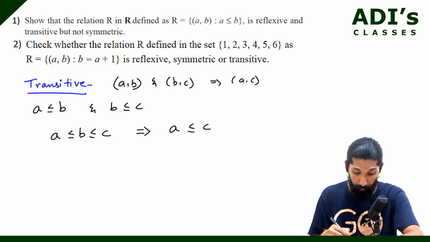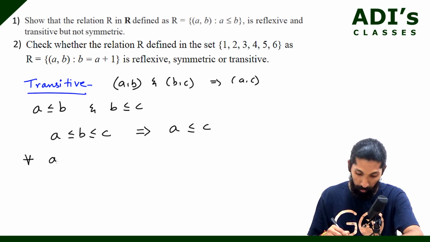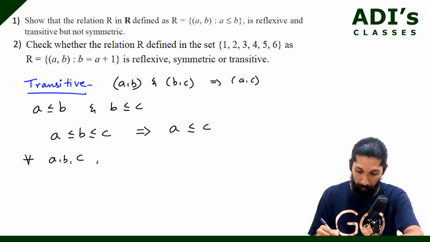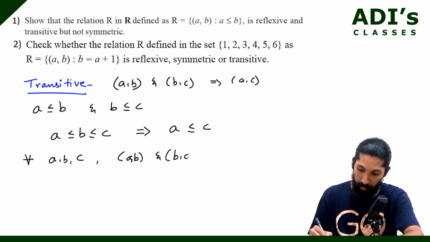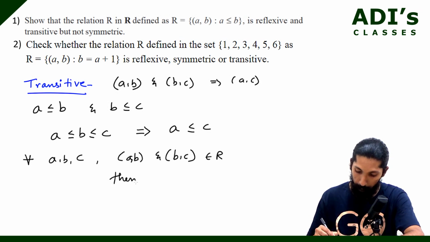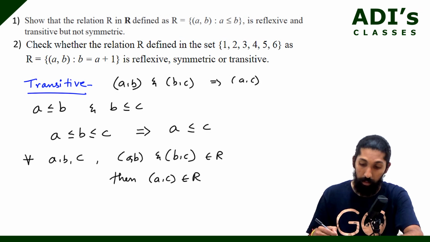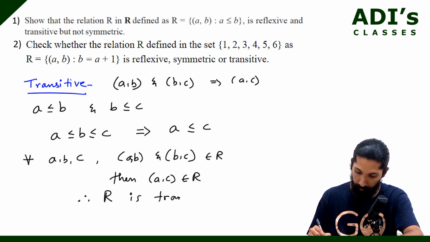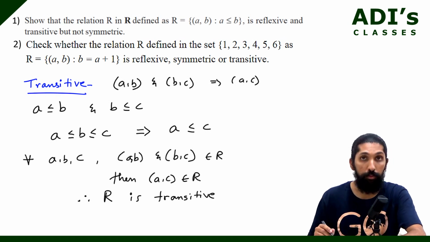So what did we prove? For all a, b and c, if (a, b) and (b, c) belong to R, then (a, c) belongs to R. So what can we say? Therefore, R is transitive. Now we need to do the symmetric part.